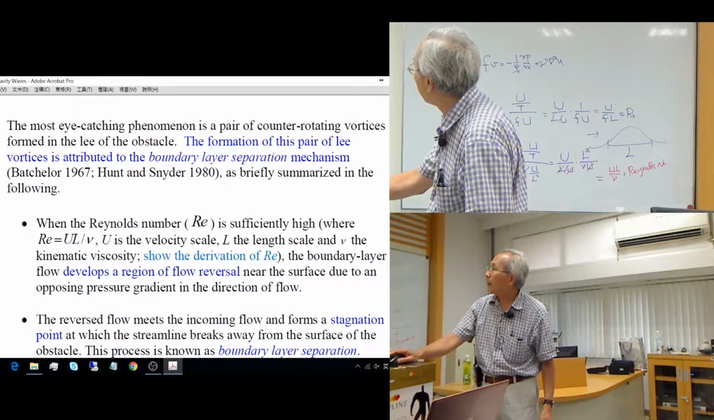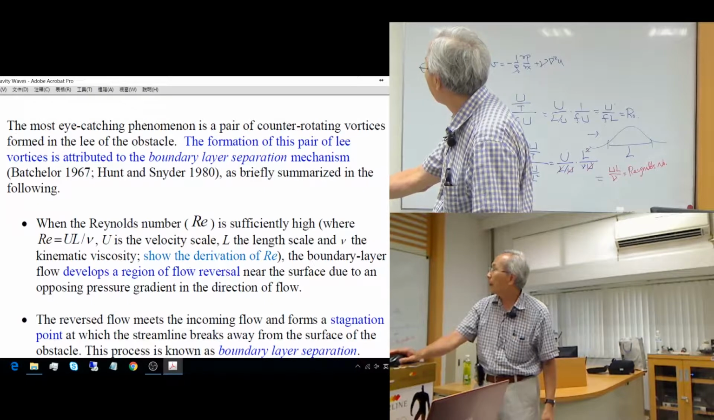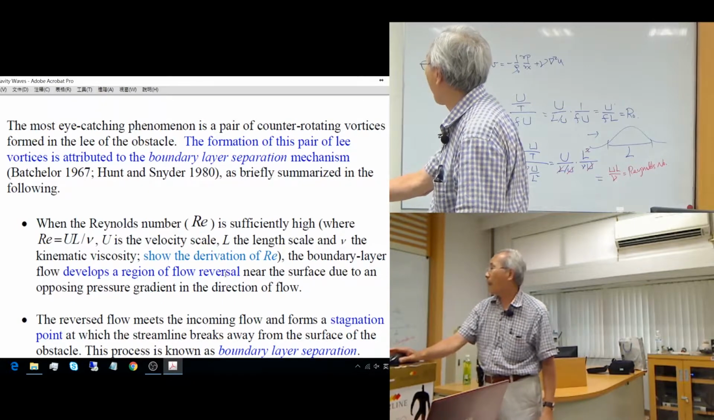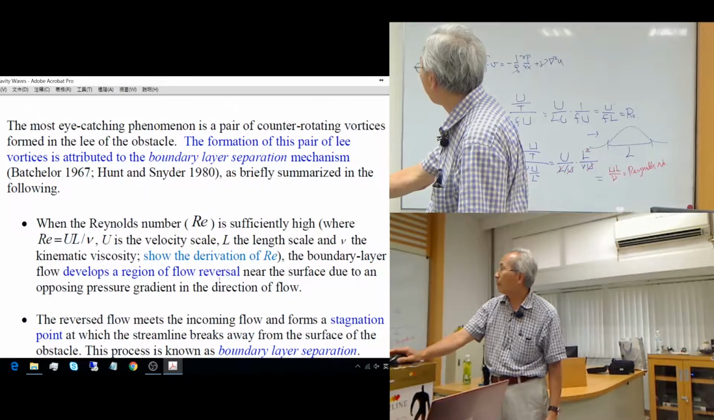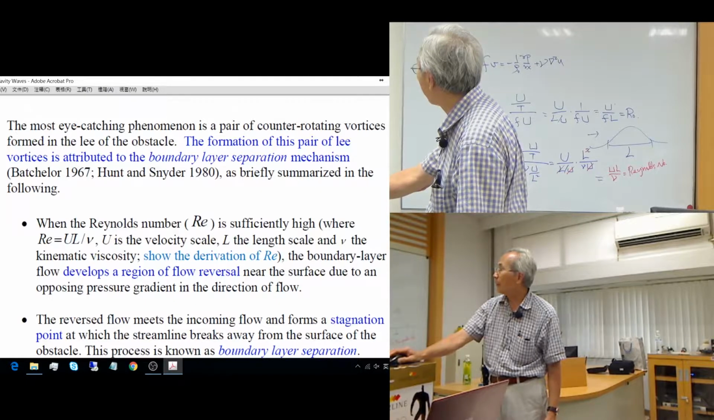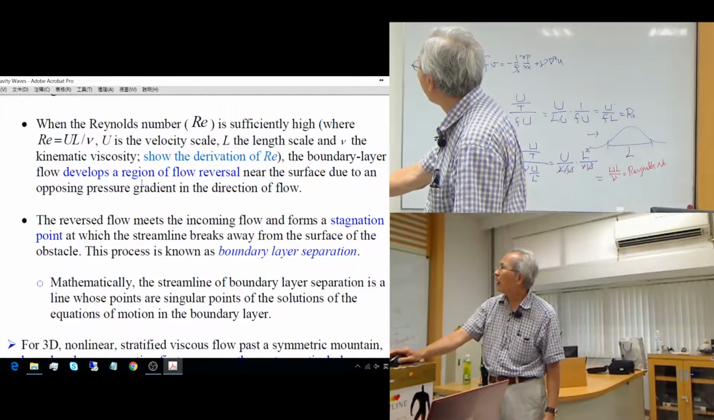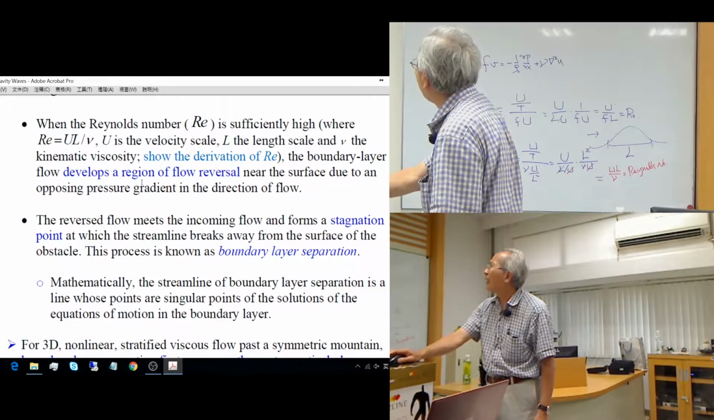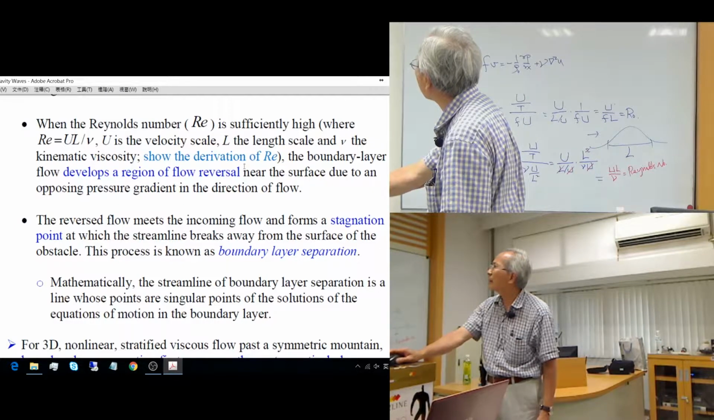So when the Reynolds number is sufficiently high, the boundary layer will develop a region of flow reversal near the surface due to the approaching pressure gradient in the direction of flow. And U over nu, I guess, is probably low, not high. Let me double check.